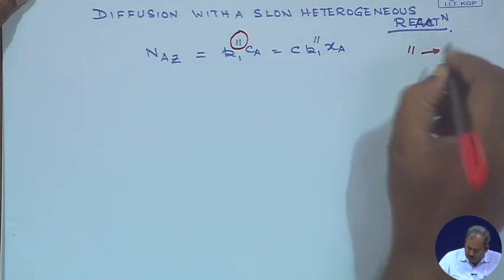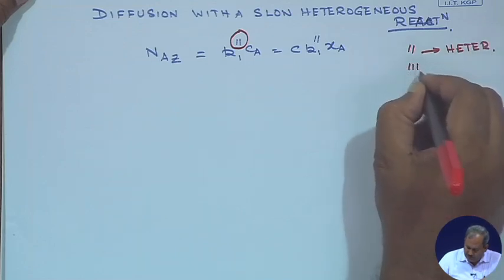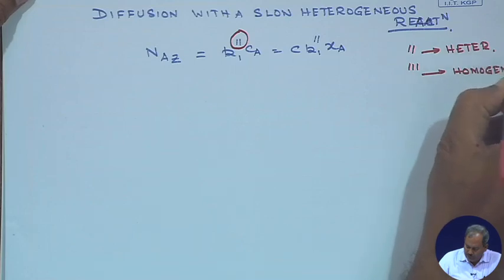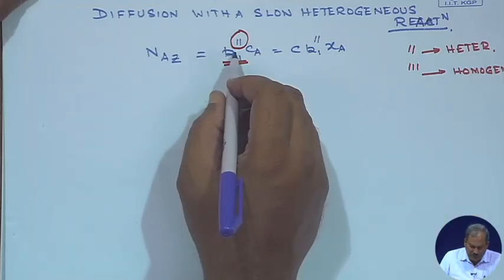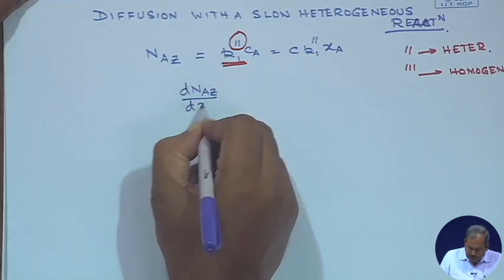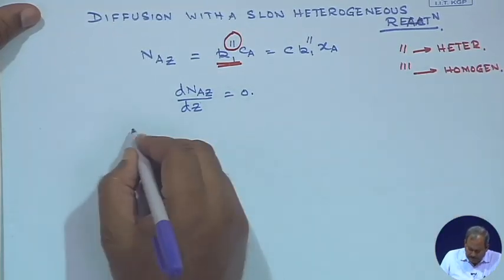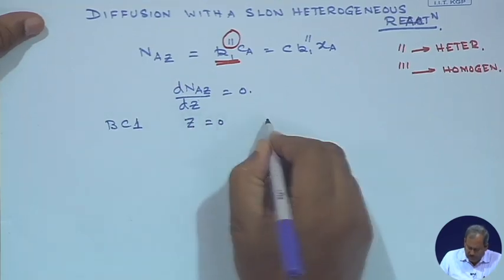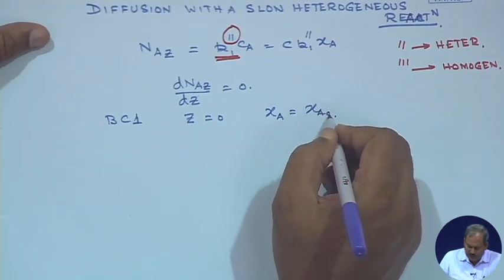So, double prime is for heterogeneous reactions, and as I mentioned before, triple prime is for homogeneous reactions. So, this is a double prime which is conventionally used for this case. So, the governing equation will remain the same as I have said before, dNAz/dz equal to 0, and boundary condition 1 will remain unchanged, that is at z equals 0, x_A is equal to some known mole fraction x_A0.